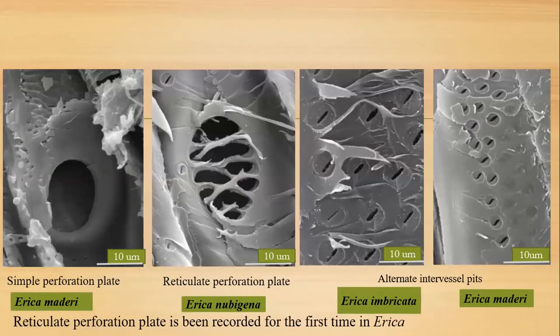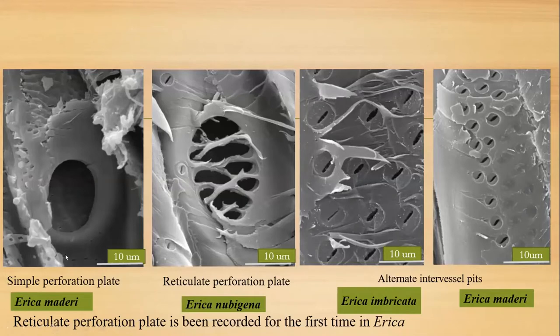And this is the same picture. The same picture is for us to have more details of a particular character in the wood. Especially, we usually use them to know the type of perforation plate, helical thickening, and intervessel pit. But particularly in this Erica species, we did not find helical thickening.